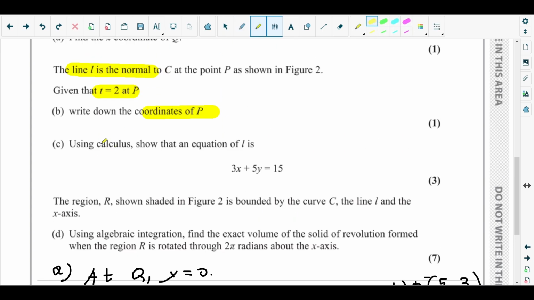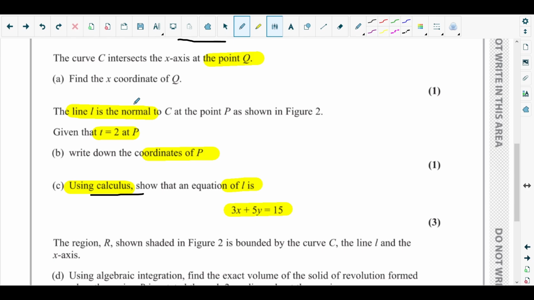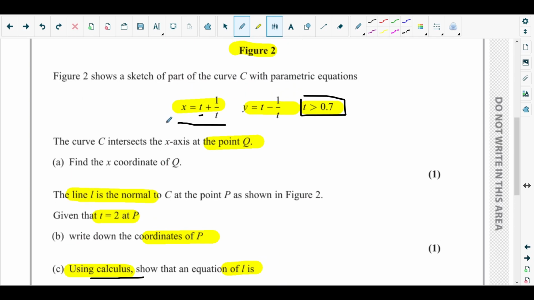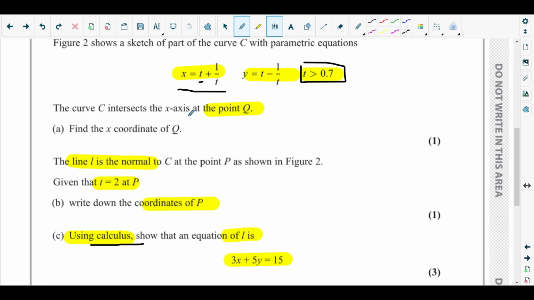Next, part C. Use calculus to show that an equation of line L is 3x plus 5y equals 15. They have said here we need to use calculus. Calculus means for finding the equation of line L, definitely we need the gradient. To find the gradient, we need to use differentiation of parametric equations. So we need to differentiate the parametric equations, and then find the derivative of the curve C to get the gradient at the point P.